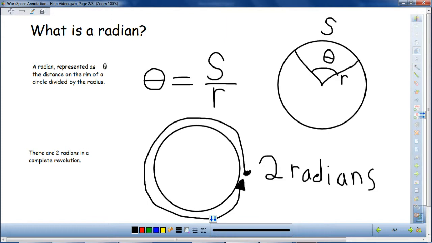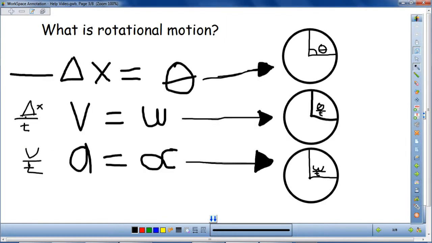angular velocity, which is omega, and angular acceleration, which is alpha. Only instead of s here, when you're finding omega, you put velocity, and to find alpha, you put acceleration. And there are 2π radians in a circle, so you'll want to know that. You can see that delta x is now theta, velocity is now omega, and acceleration is now alpha.